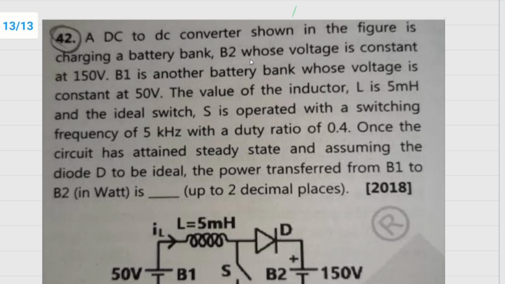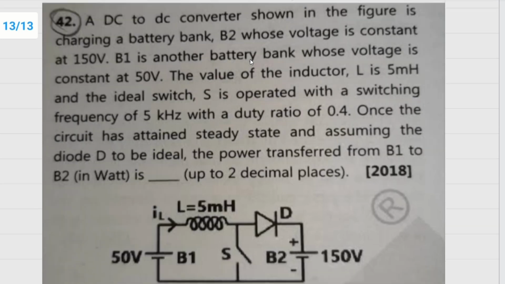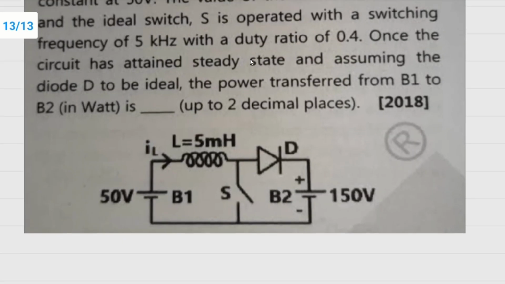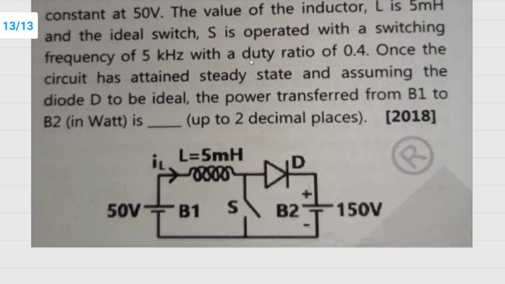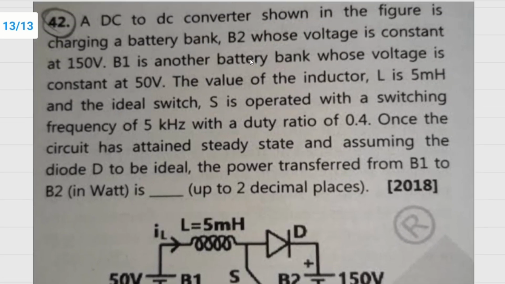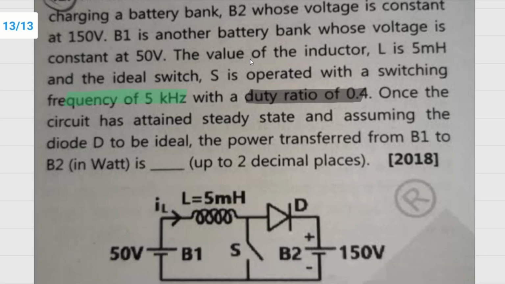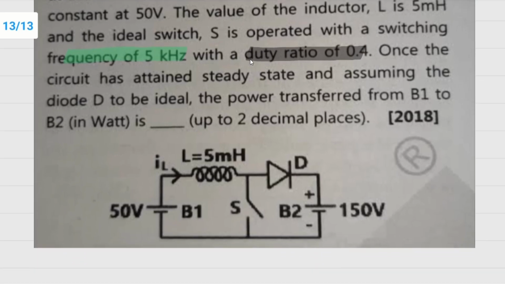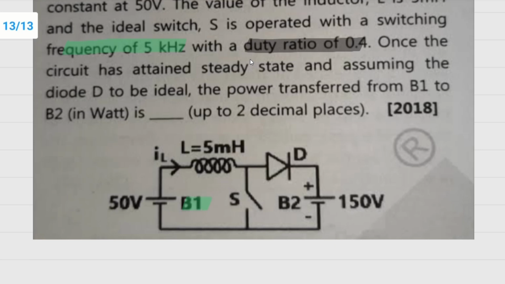Here is a very interesting question from GATE 2018. Two battery banks are given, 50 volt and 150 volt. They are connected through a converter, and the duty ratio is given as 0.4 and the switching frequency is given as 5 kilohertz. We need to calculate the power transferred from B1 to B2, that means from the 50 volt to the 150 volt bank.